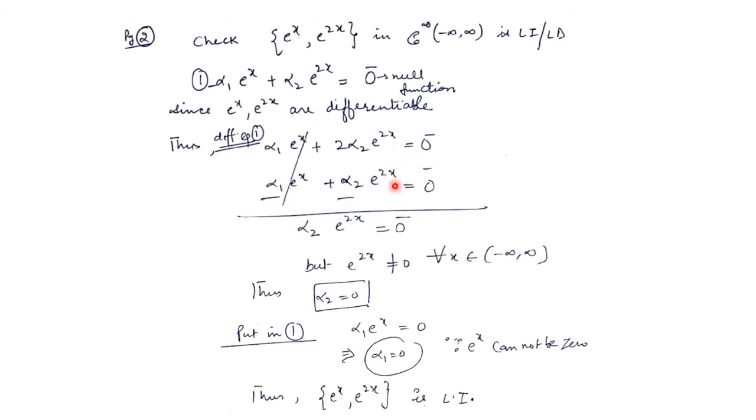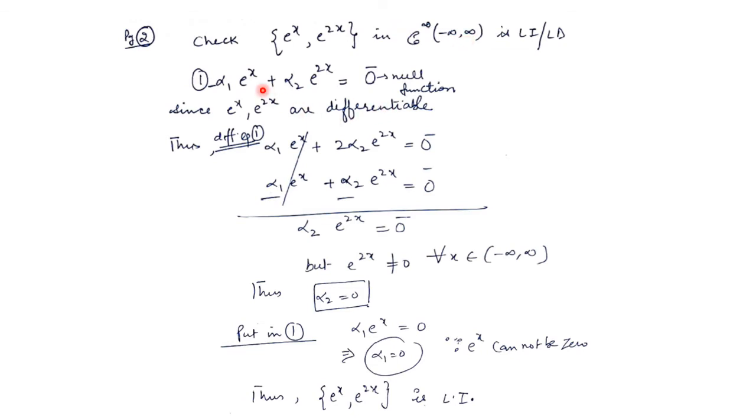Simplify these two equations. So we will get alpha 2 into e to the power 2x is null, but this cannot be 0 for the whole interval, right? So it means alpha 2 must be 0. When you put alpha 2 as 0 in the one equation, you get alpha 1 e to the power x is 0, but again e to the power x cannot be 0, so you will get alpha 1 should be 0. So 0, 0 is the only possibility that this equation holds for all x belonging to minus infinity to infinity.